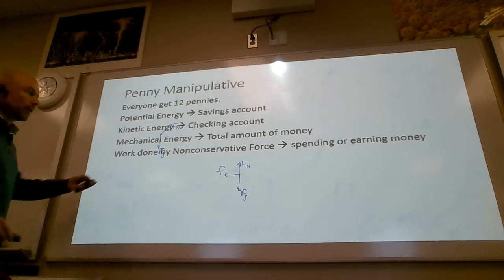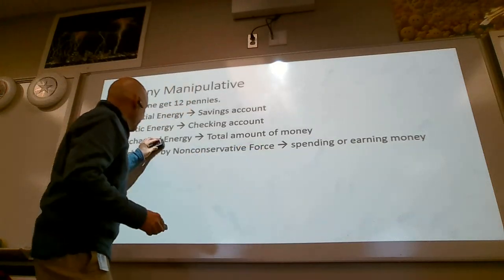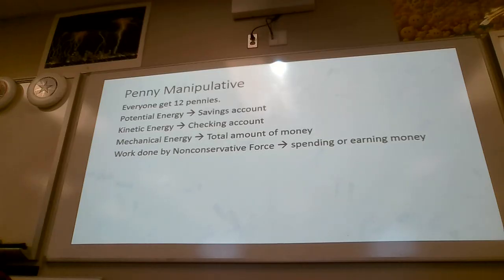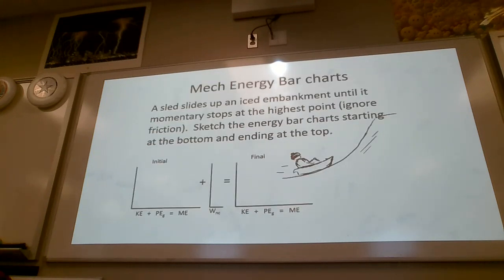So we're going to do this analogy here. Okay, potential energy is savings account, kinetic energy is checking account. Total money in the bank is the sum of your checking and your savings. Okay, work done by a non-conservative force, that's like withdrawing or depositing money into the bank. Okay, so what? That's a chemistry question.